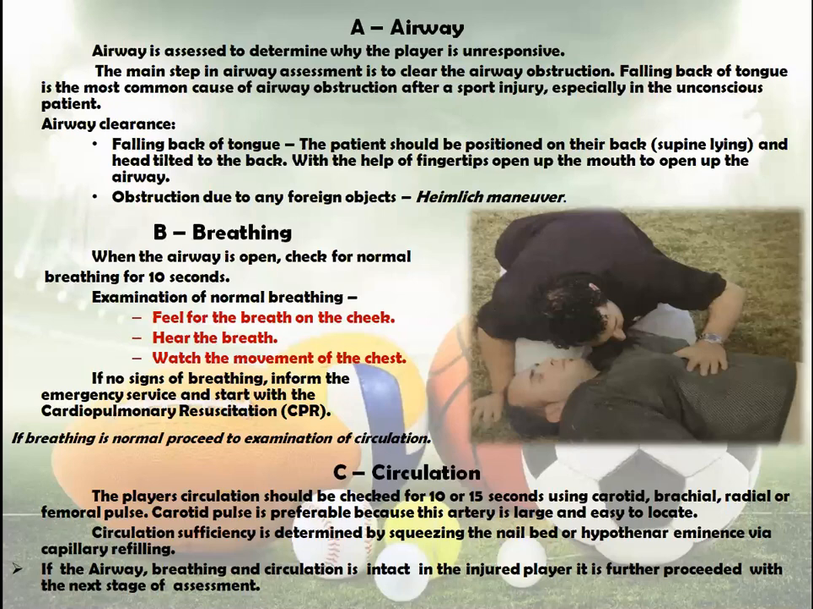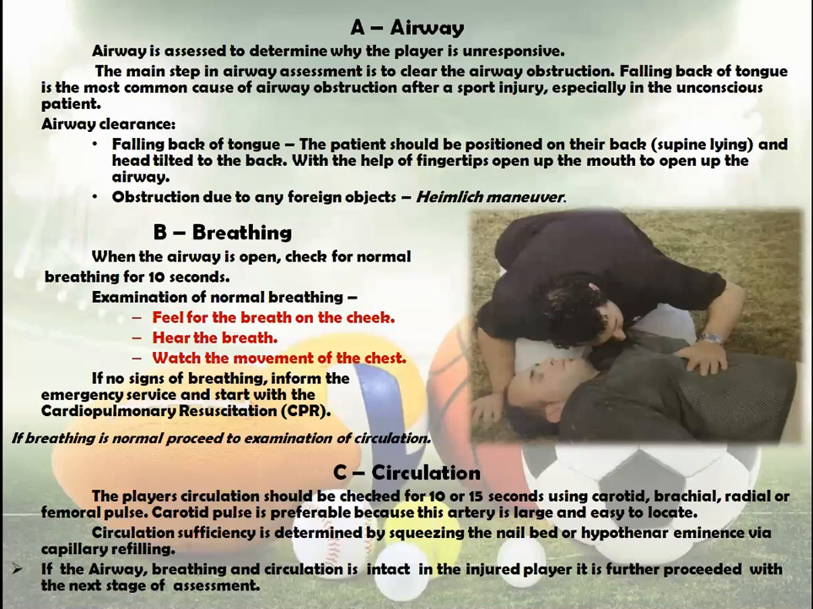In this procedure for chest compression, the therapist should place the heel of the hand on the center of the player's chest, then place the other hand on top of the first hand, with shoulders placed straight above the hands, and press down by 2 to 2.5 inches. 100 to 120 compressions per minute should be given, and for every 30 compressions, 2 rescue breaths, that is mouth to mouth or mouth to nose breathing, should be given. But if the breathing is normal, proceed to examination of circulation.